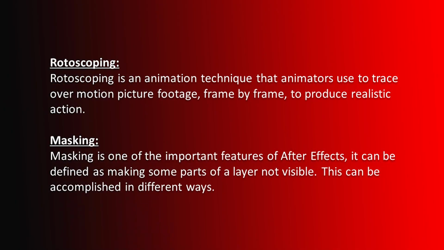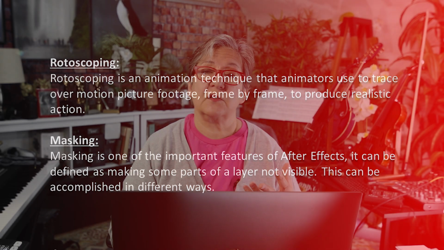Rotoscoping is an animation technique that animators use to trace over motion picture footage frame by frame to produce realistic actions. So rotoscoping I usually refer to as the art of removing wires. So the actor jumps from the building and he's held by nothing. In reality, he was tied to a harness with wires and all of that. Then the rotoscoping artist in post-production comes in frame by frame, paints the wires out. So when you watch the movie, it looks like the actor really just jumped off of that building all by himself.